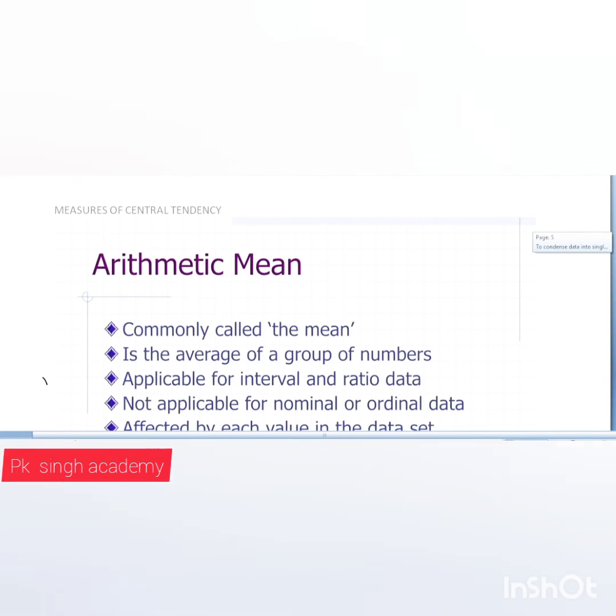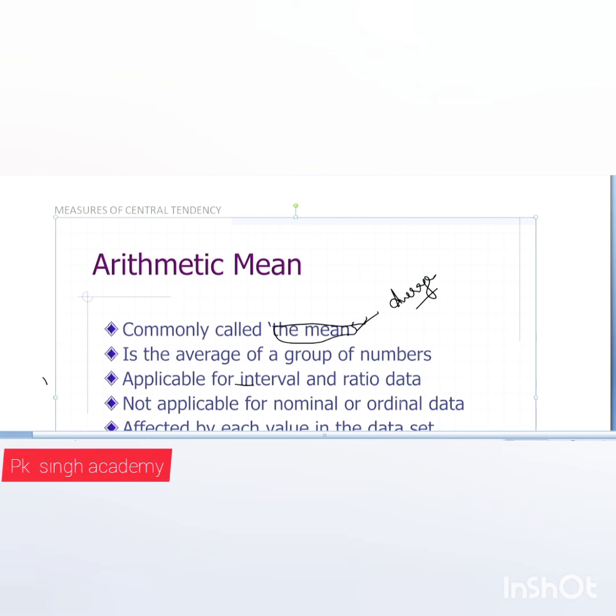Now we'll see arithmetic mean, some characteristics, or objectives. Arithmetic mean is commonly known as mean. Mean means average. So it is the average of a group of numbers. Applicable for interval and ratio data.